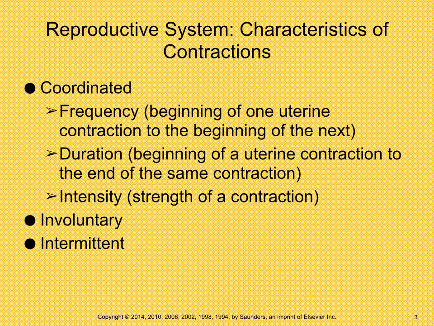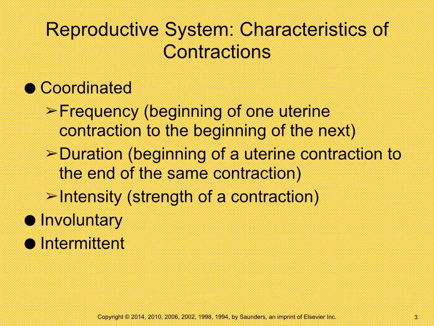Reproductive system, characteristics of contractions. So contractions are essentially kind of the flexion and release and relaxation of a muscle. They're coordinated. Their frequency can be several intervals. For some patients, they might contract in the beginning of their labor every 10 to 20 minutes, and then as labor progresses, it might be every 2 to 3 minutes.